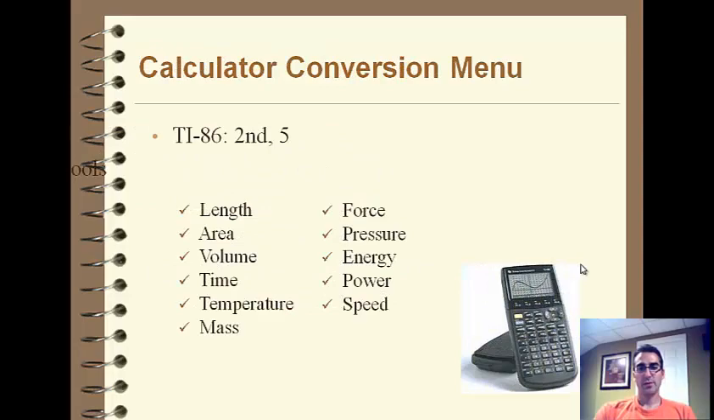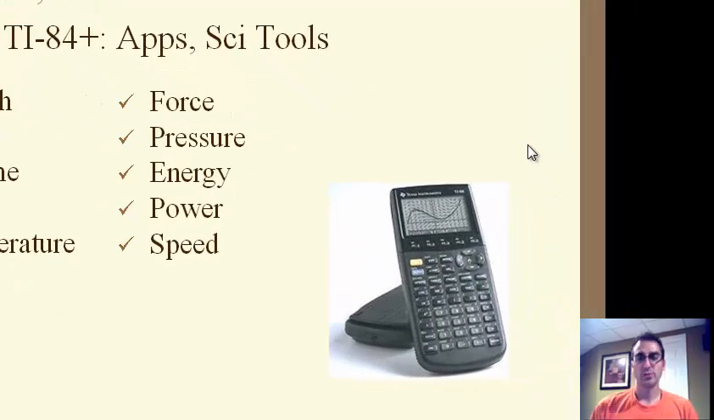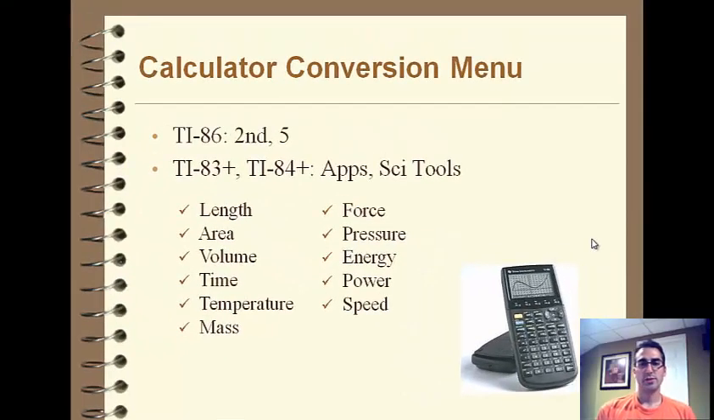If you're handy with your calculator and you want to give it a try, you can use the Science Tools app on your TI-83 or 84 calculator. It's pretty simple. You go into the Apps menu and you select Science Tools, and it gives you several menus where you can convert different quantities of English or SI units. So you can go ahead and give it a try with the summer homework packet that I gave you, but make sure you know how to do this by hand as well.